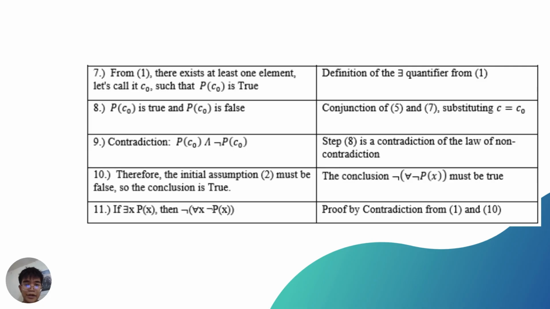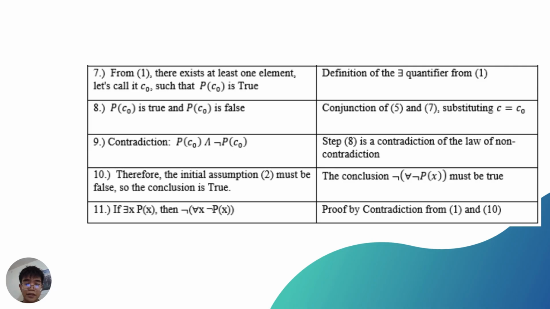From 1, there exists at least one element, let's call it c sub 0, such that p of c sub 0 is true. We return to the original premise, which is step 1. The existential quantifier guarantees there is at least one element, let's call it c sub 0, for which p of c sub 0 is true. This is the definition of the existential quantifier from 1.